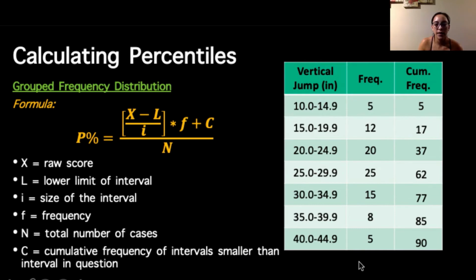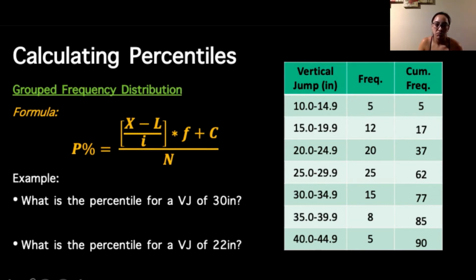Okay, so now that we have this information, we can apply some examples with raw scores of interest. So if we wanted to know the percentile for a person who can jump 30 inches, 30 would be X, our raw score of interest. We would then locate 30 in its respective group. So in this case, it would be in this group here. So formula-wise, we're looking at 30 minus 30, because 30 is also the lower limit of the group that our raw score exists in.